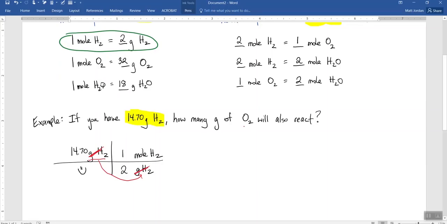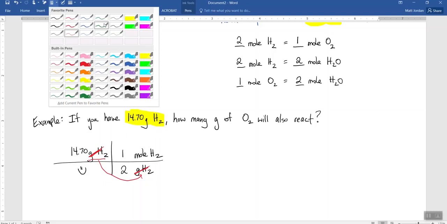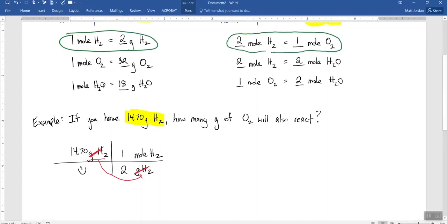I want to get to a different substance because my answer is going to be in terms of oxygen. Right now, my unit is in terms of H2, hydrogen gas. Okay, so we need to use a different equality. We need to use this equality over here, this guy, because it has the unit I have, and it has the substance that I'm wanting to go to. So we are going to add a t-table to our current t-table. This unit is going to go down here. It always goes down here.